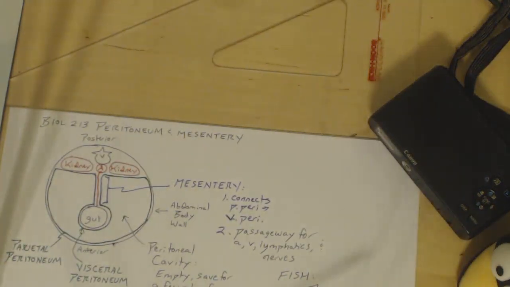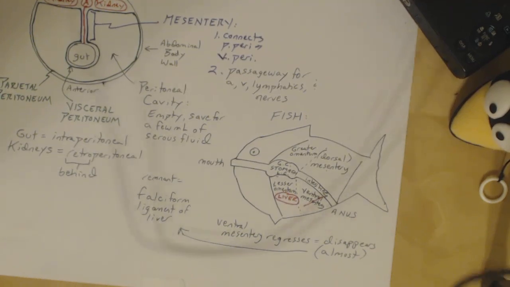I.e., this structure right here. Again, if we were looking at the liver from a superior view or an anterior view, we have a right lobe, a left lobe, and this structure, which is the falciform ligament of the liver. This is the remnant of the ventral mesentery that we were seeing back here in this fish.